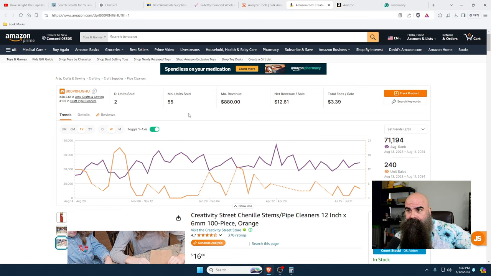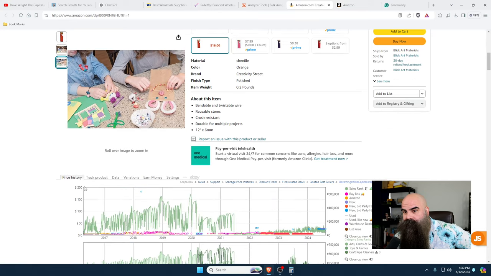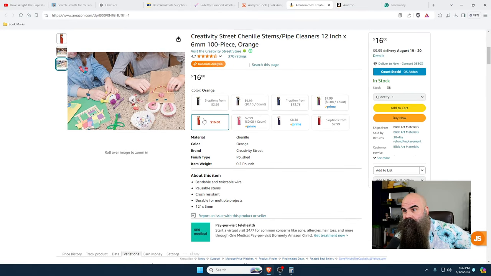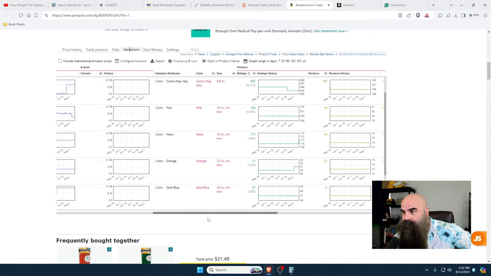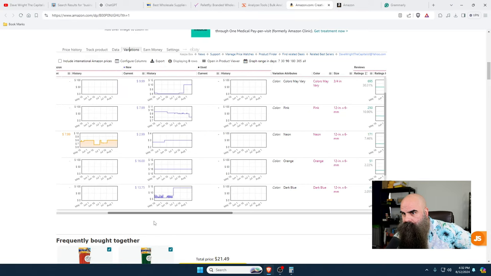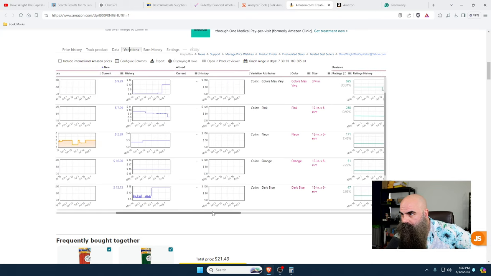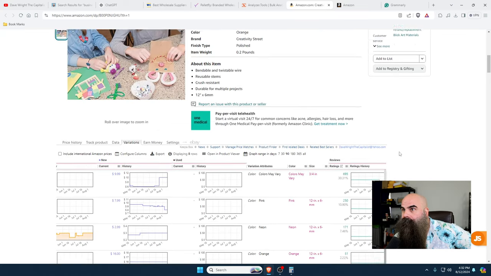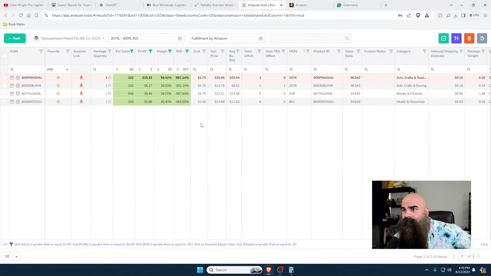So these only sell 55 a month, and these have eight on the listing. So with these, you go down here to variations and you're looking at bright orange. And these bright oranges sell, they don't even have a percentage here. I'm not even seeing their review percentage. All right, 2.2%. So of the 55, 2.2% of them are this. So it's not a lot. So you're not looking at a high ranking for this.